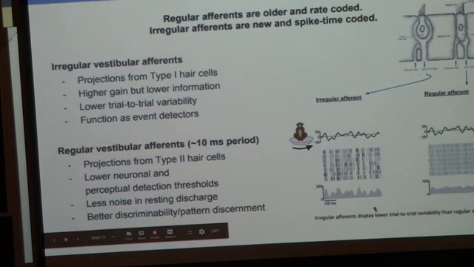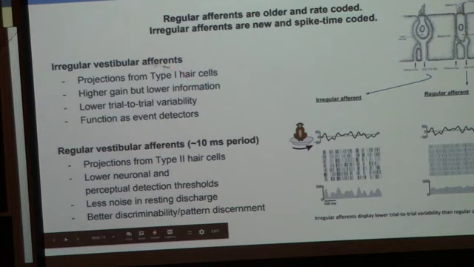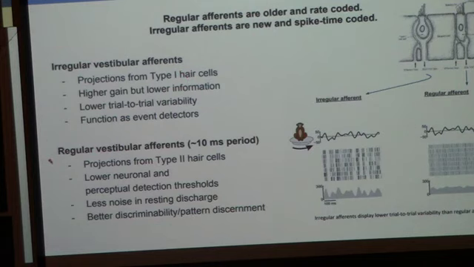Question? Type 1 is afferent. So you have type 1 is irregular and type 2 is regular. I thought there was just like inner and outer. Well, that was for the auditory system. So this is for the vestibular system.